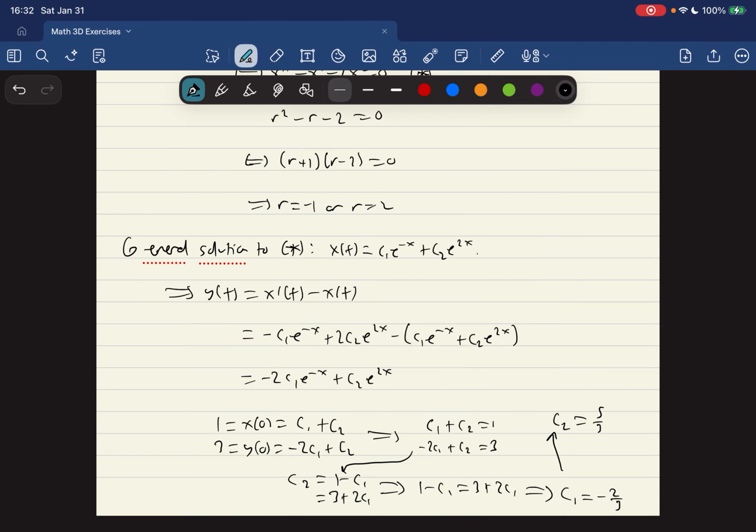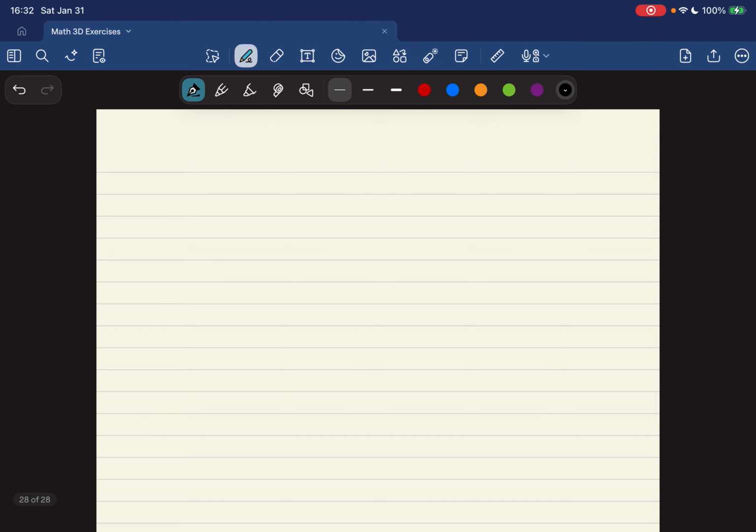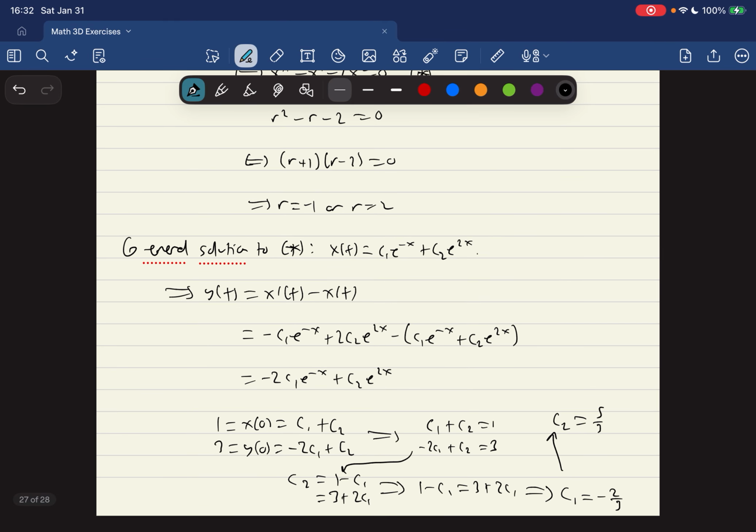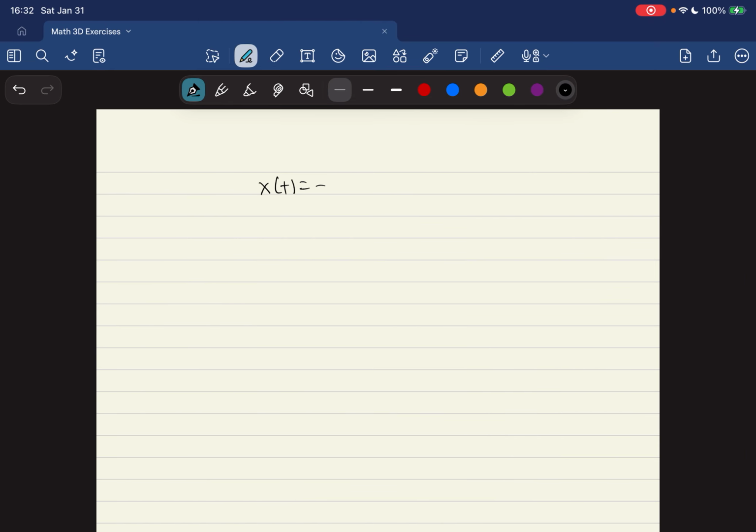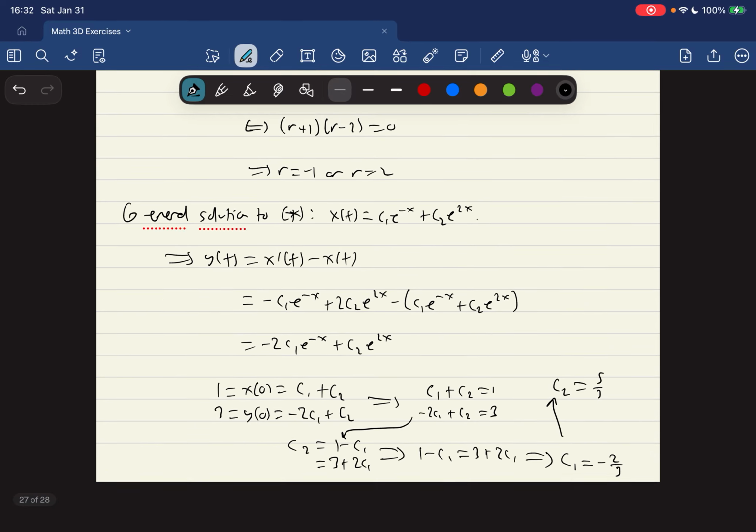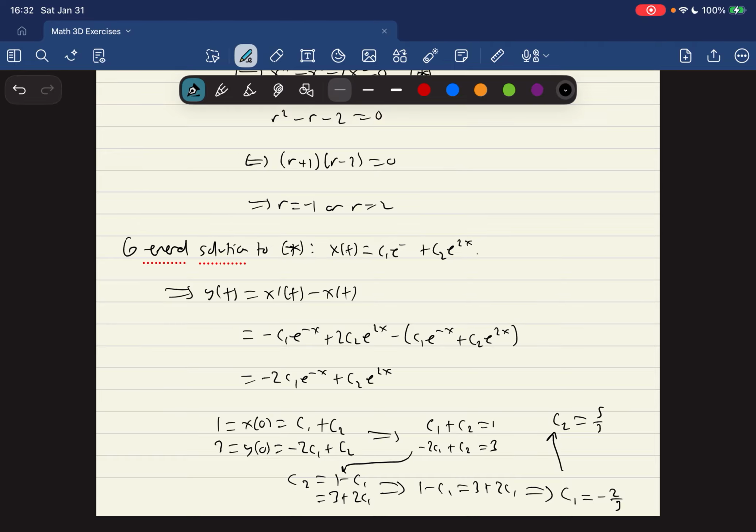And thus, the particular solutions that we want are x of t equals negative 2/3 e to the negative t plus 5/3 e to the 2t. And, oh, I just realized the variables here are wrong. All of these are supposed to be t's. My bad. Let me fix that really quick.